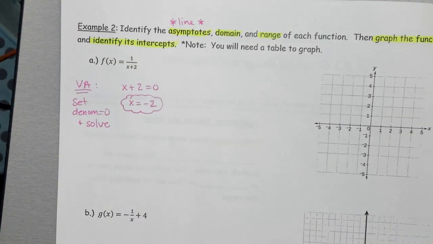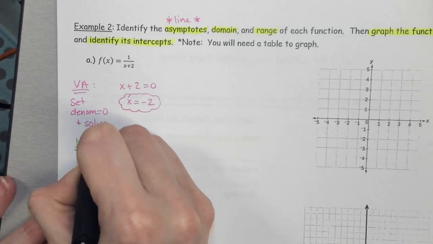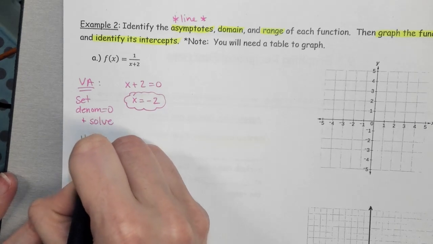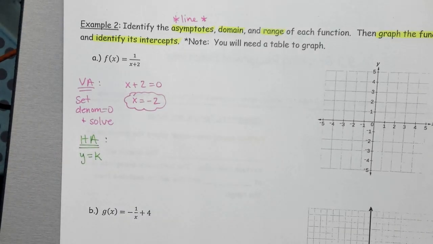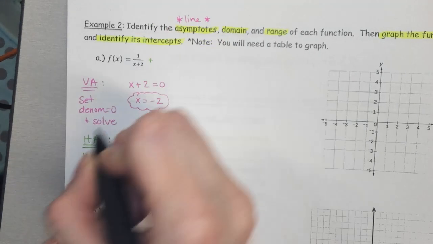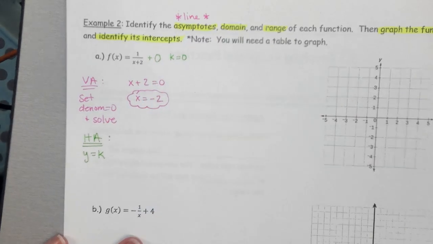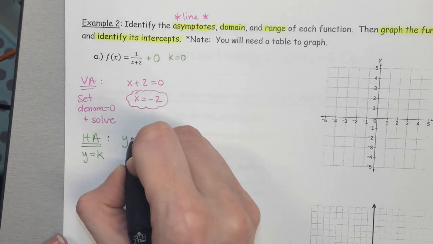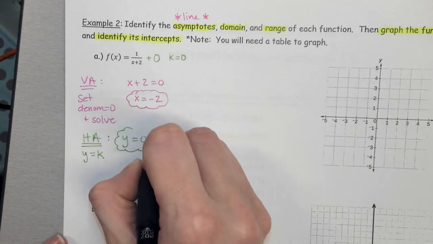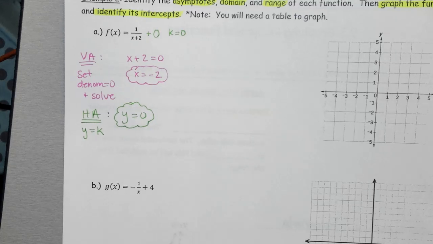Okay, so for the vertical asymptote, we should get x equals -2. The rule for the horizontal in this form is that y is equal to the value of k. Remember that k is always added to the outside. Do we have anything added to this? No. So that means your k value is 0. So if you just plug that in, your y value is equal to 0. So if you don't have anything added, your horizontal asymptote is going to be y equals 0.